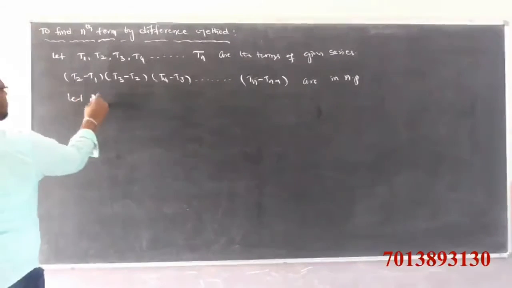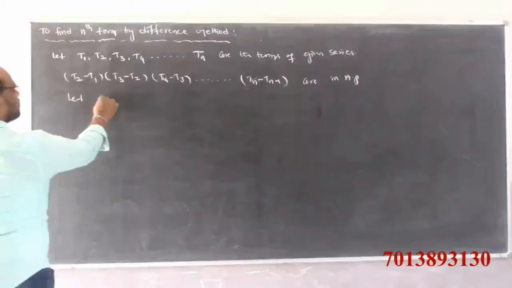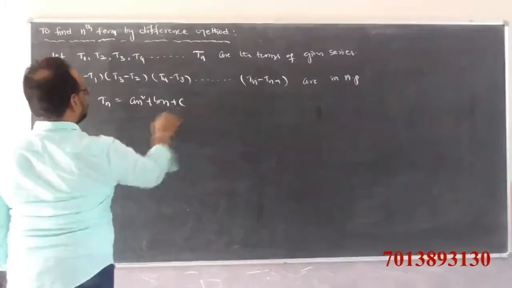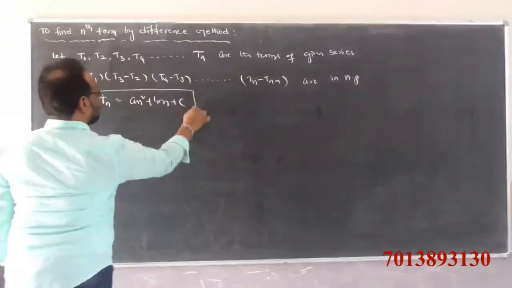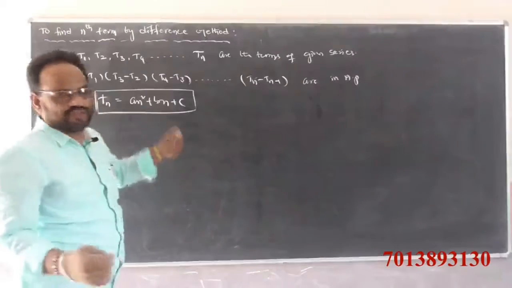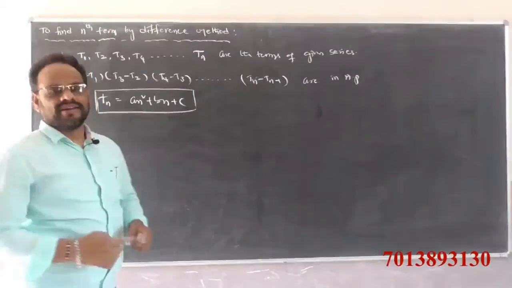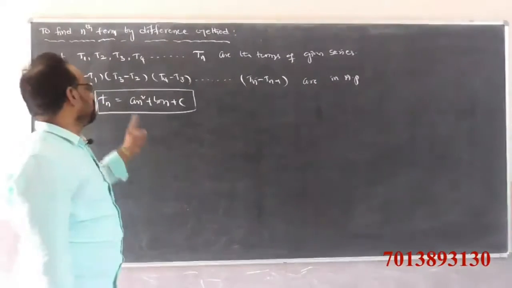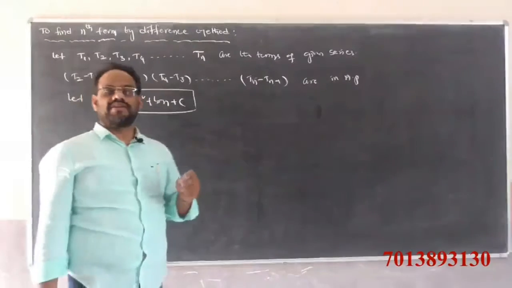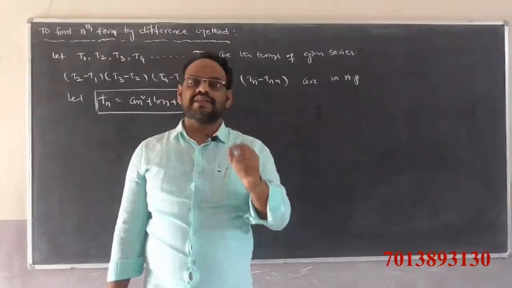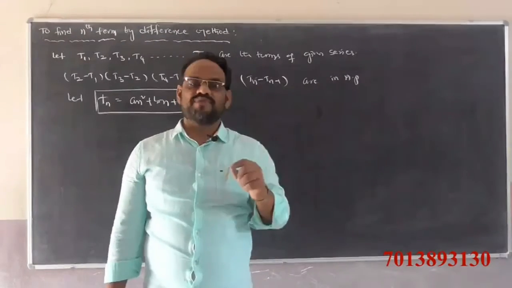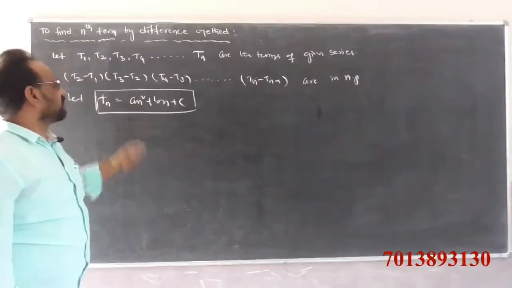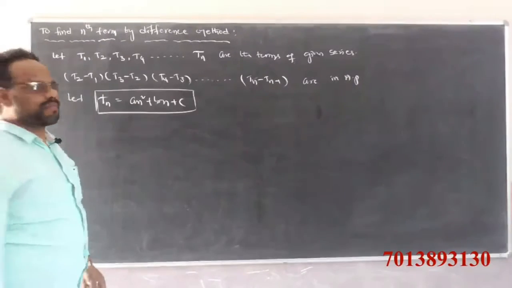Let Tn be an square plus bn plus c. Let us assume that the nth term may be an square plus bn plus c. Why do we use bn plus c? A linear equation means the nth term is in arithmetic progression. This is not at all an arithmetic progression, so that's why the nth term may be Tn equal to an square plus bn plus c.